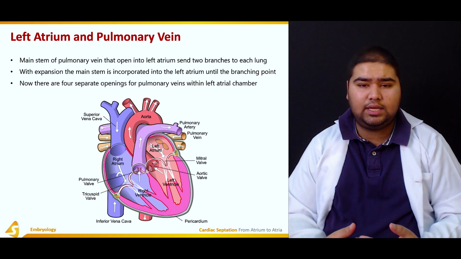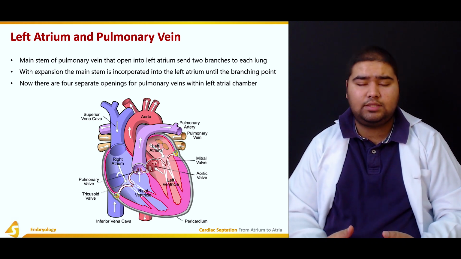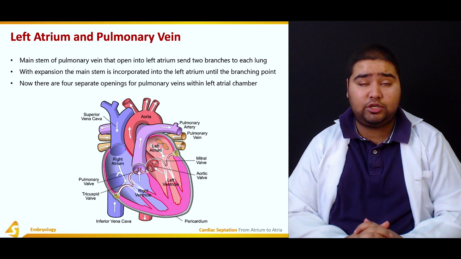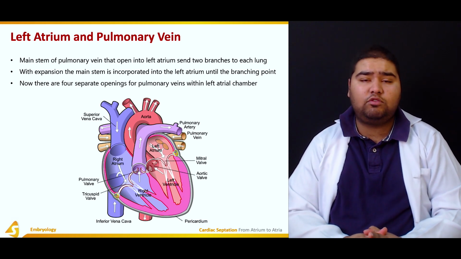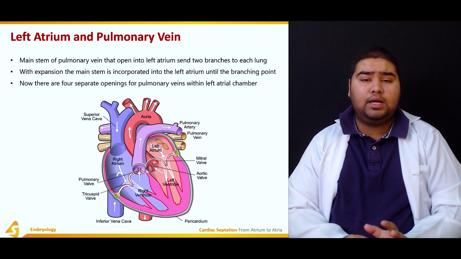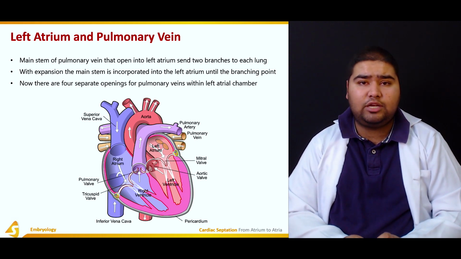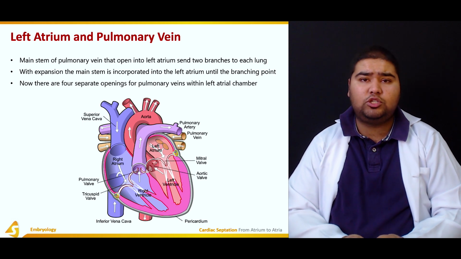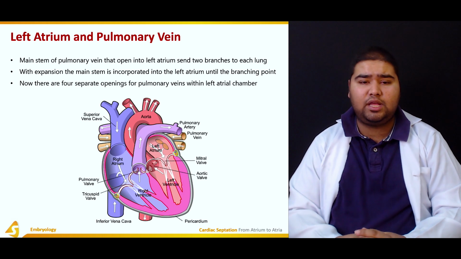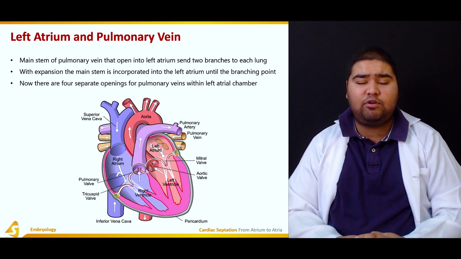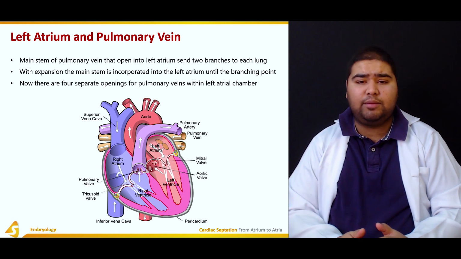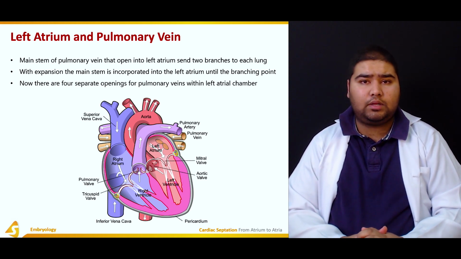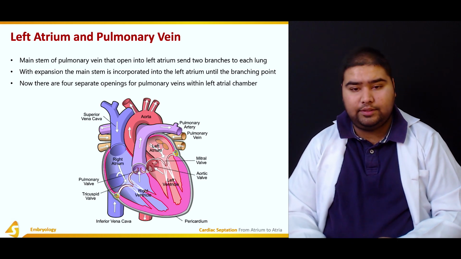They originated in the dorsal mesenchymal protrusion. These dorsal mesenchymal protrusions came to lie within the left atrium, as a result of which they also contributed to the endocardial cushions. After contributing to the endocardial cushions, they helped in the formation of adult pulmonary veins, and the main stem of the pulmonary vein was incorporated into the developing left atrium till the branching point.